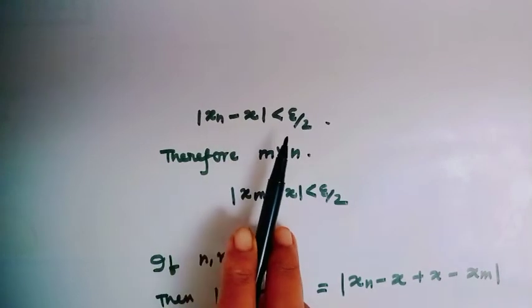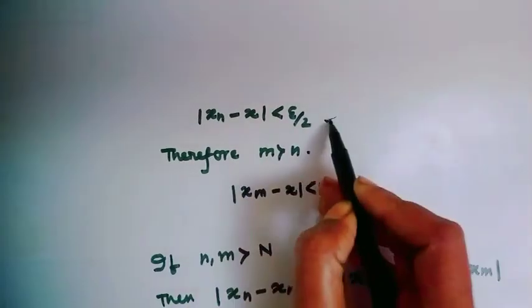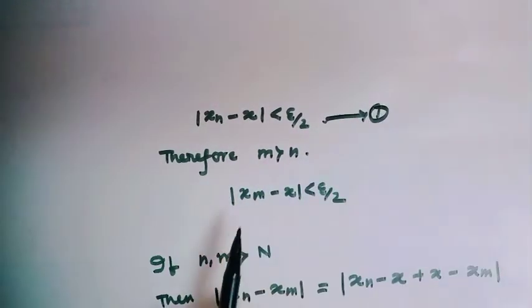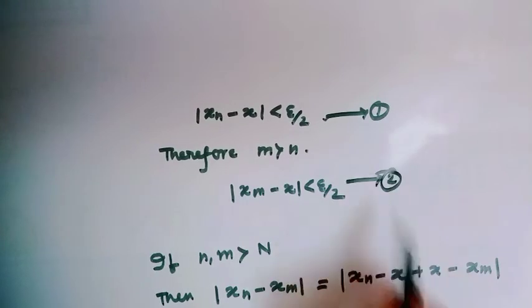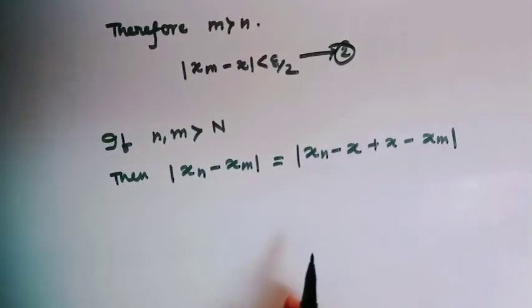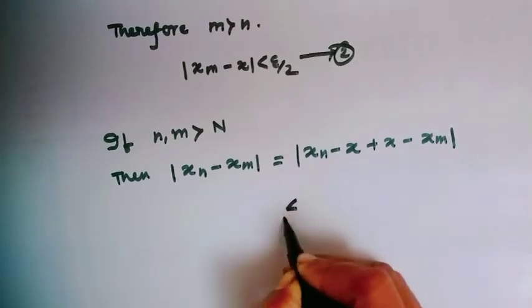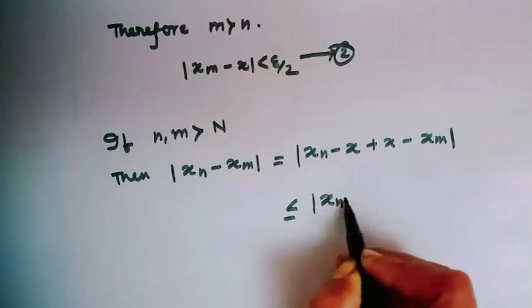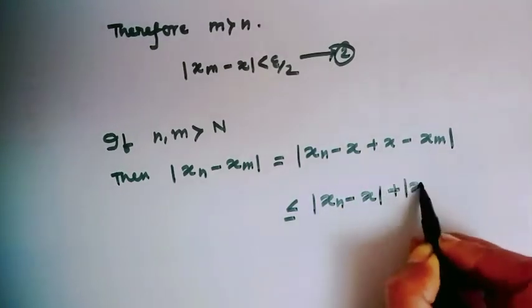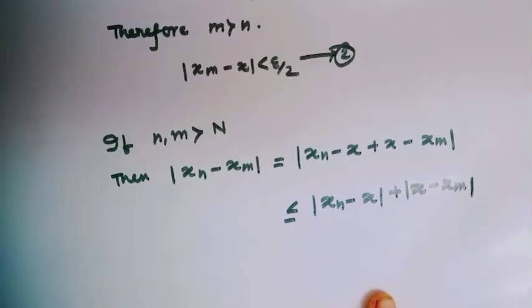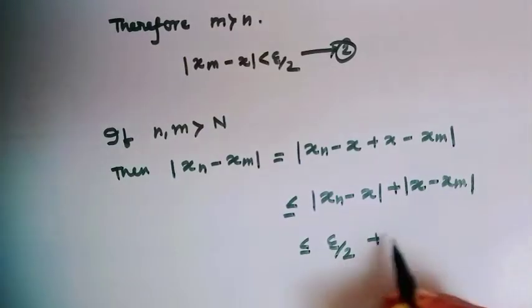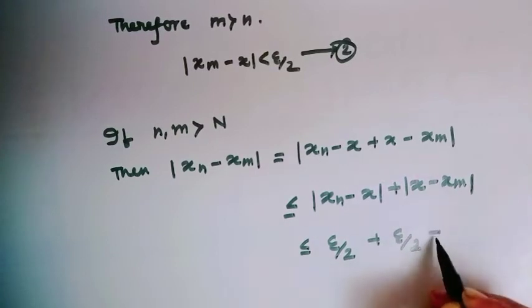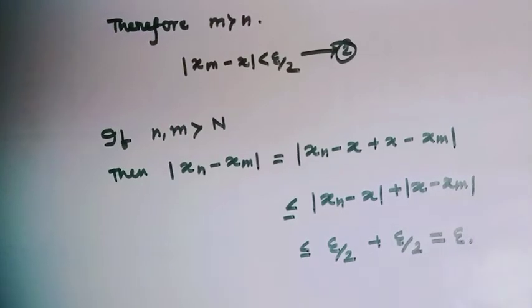The absolute value of xn minus x is strictly less than epsilon over 2, call it number one, and the absolute value of xm minus x is strictly less than epsilon over 2, call it number two. Okay? This can be written as less than or equal to the absolute value of xn minus x plus x minus xm. Combining 1 and 2, this is less than epsilon over 2 plus epsilon over 2, which is equal to epsilon. So our definition is done.